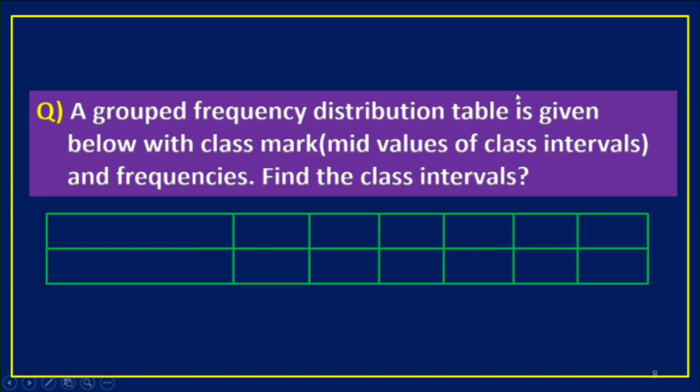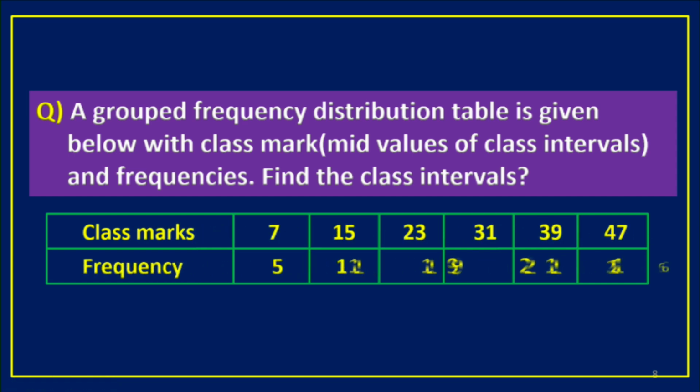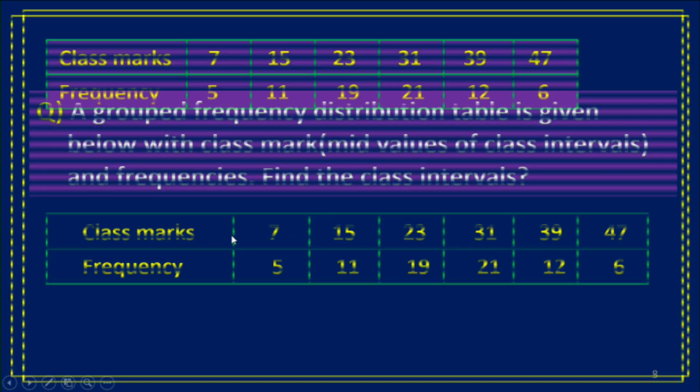A grouped frequency distribution table is given below with class marks, or we can say mid values of class intervals, and frequencies. Now we have to find the class intervals. How to do that? Let us check. See, these are the class marks and this is the frequency. Children, what are class marks? Yes, these are mid values. Now here class intervals are not given. What are given? Mid values are given. So what do you have to find now? You have to find the classes, or we can say class intervals.